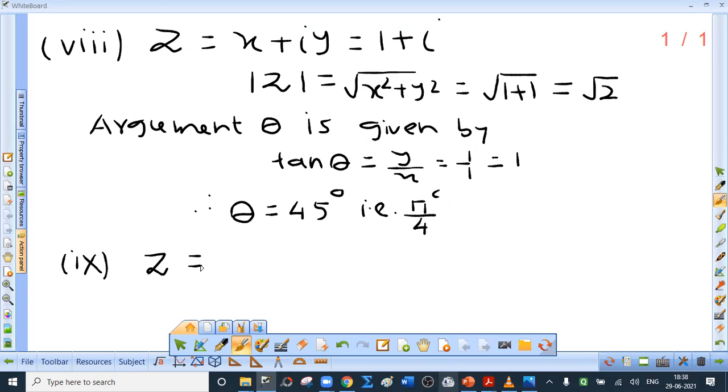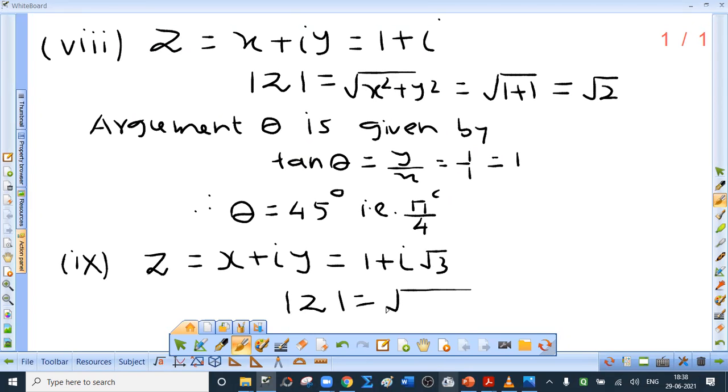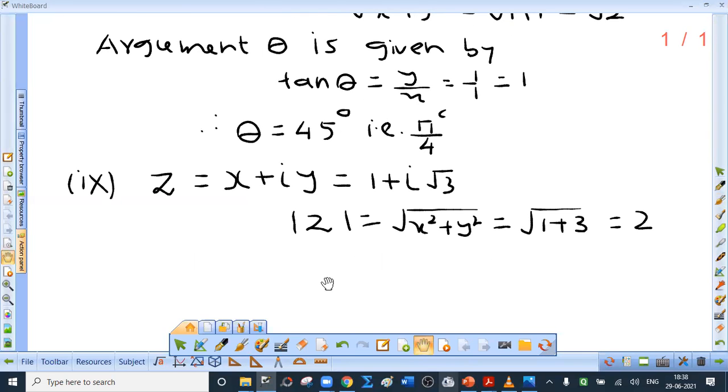Sum number 9. z is x plus iy. It is what? 1 plus i root 3. So what is modulus of z? At least you can do this part. It is root of x square plus y square, 1 plus 3, which is nothing but 4. So root 4, which is 2. Yes, that is 2.